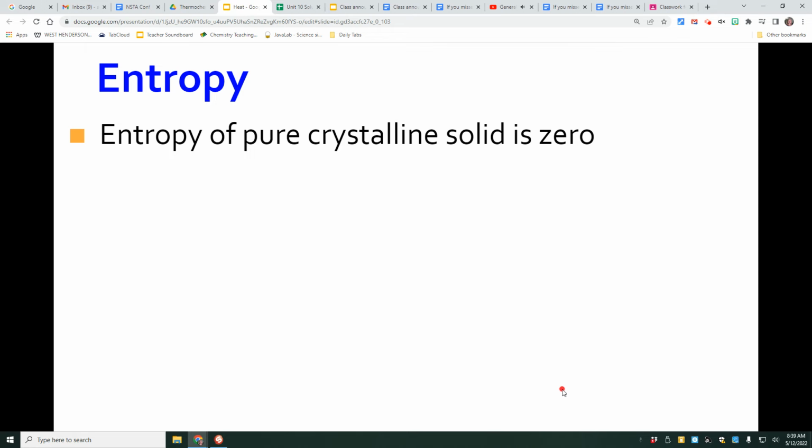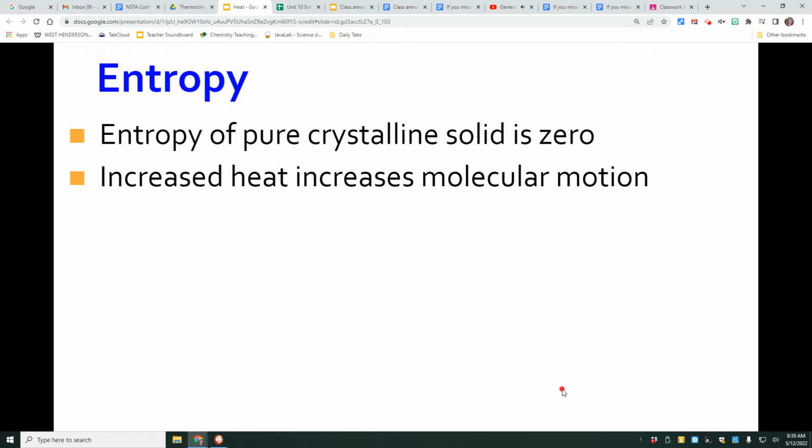So the entropy of a pure crystalline solid is going to be 0. So that would be our perfect order. And increased heat does increase that molecular motion.